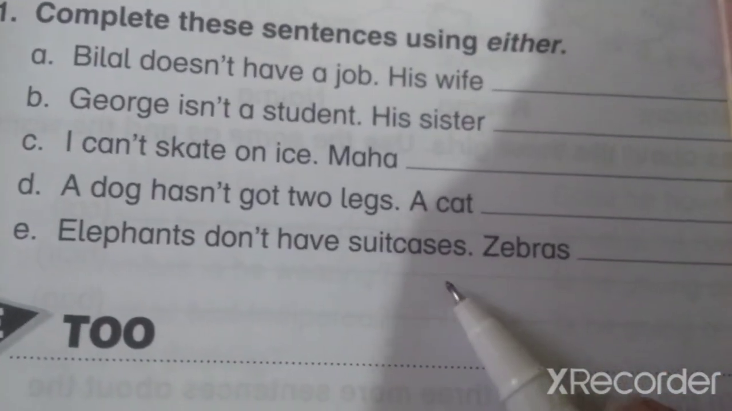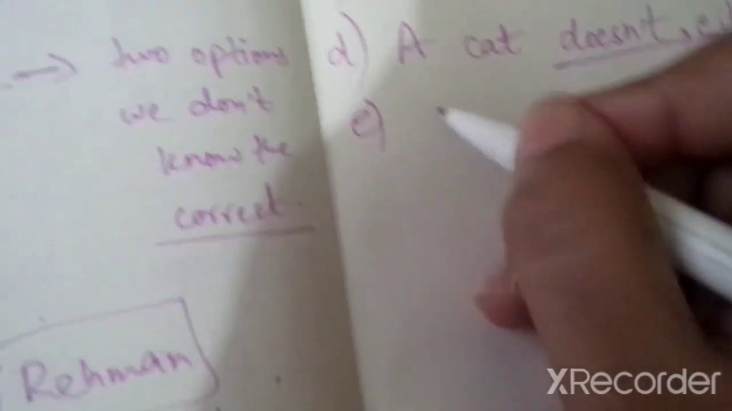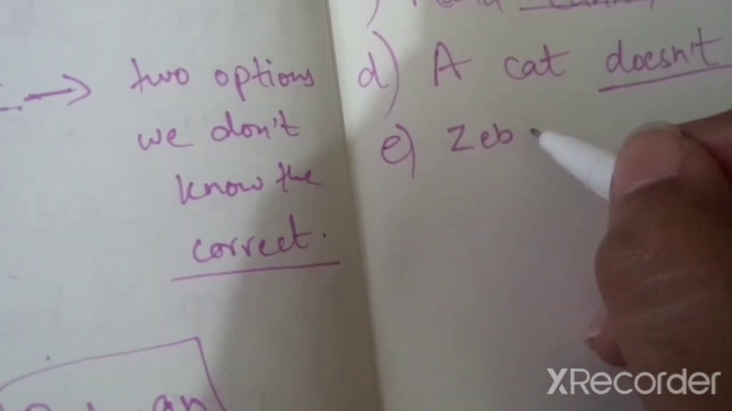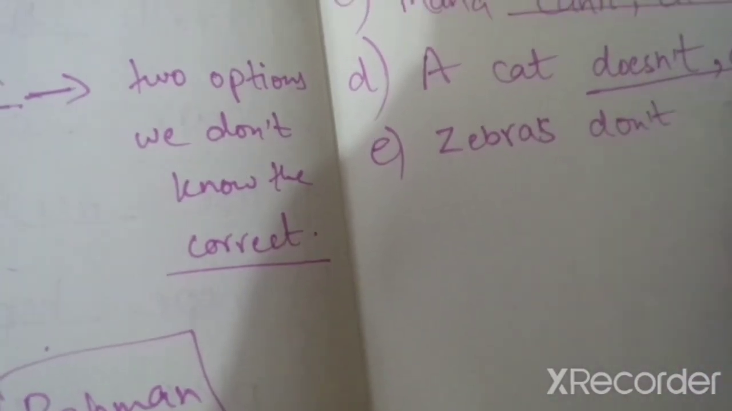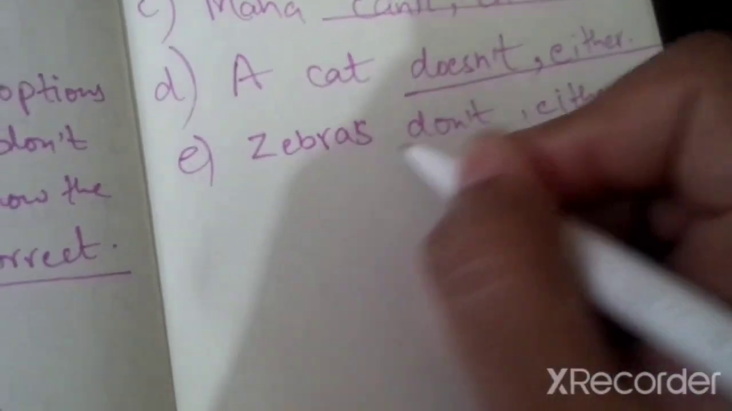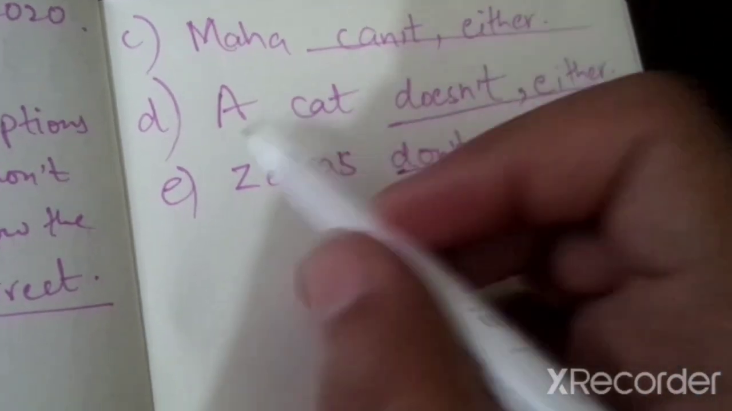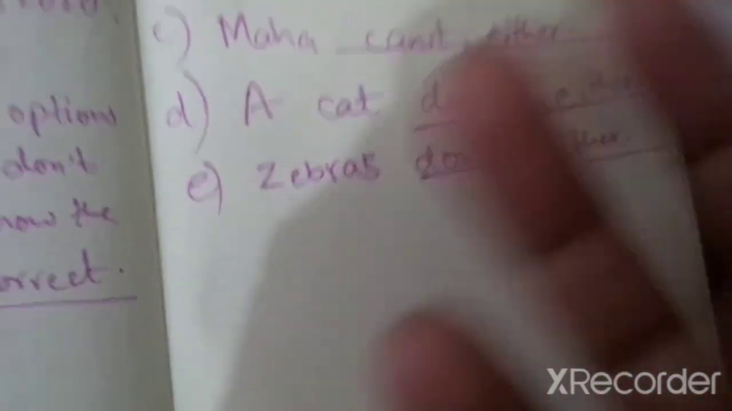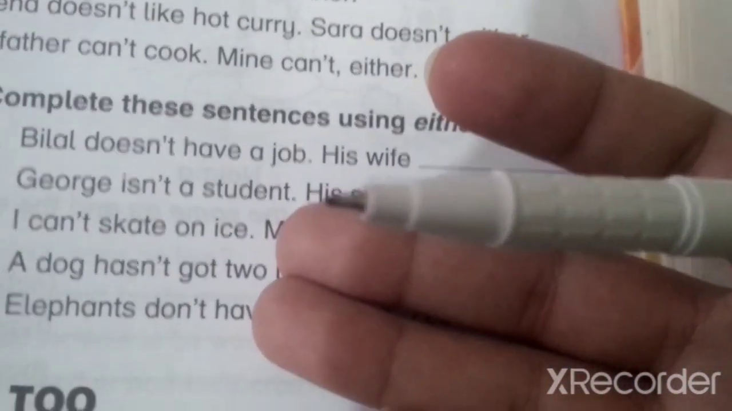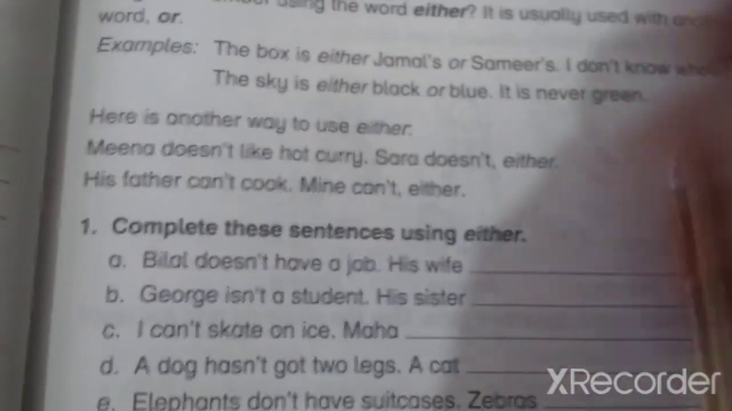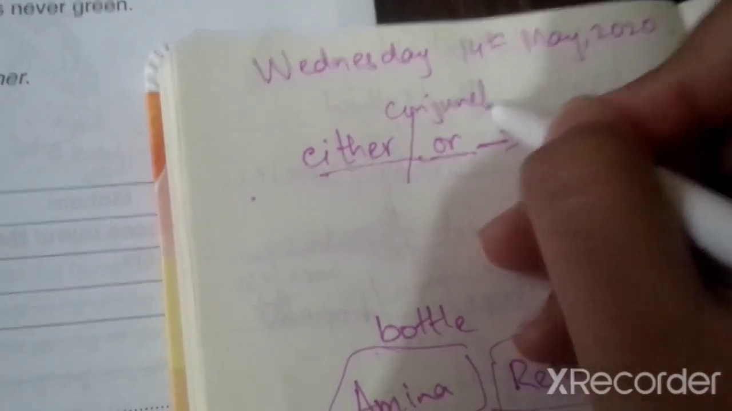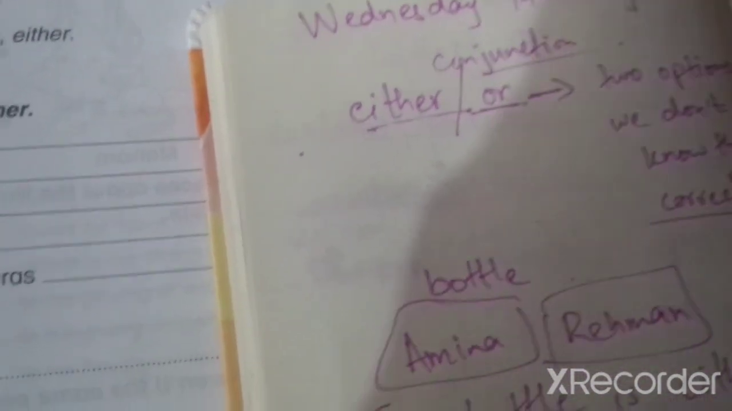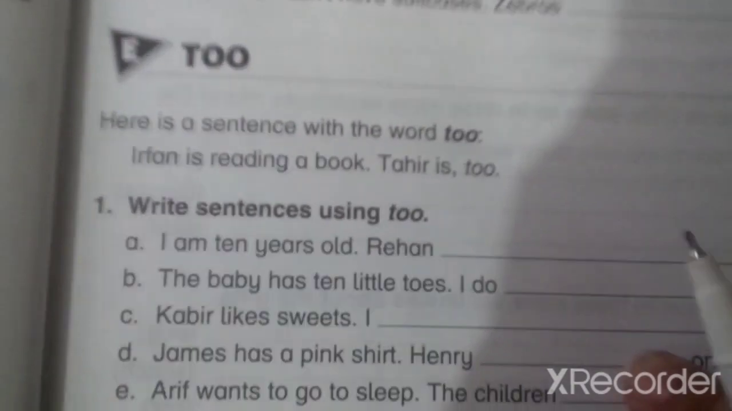The last part. Elephants don't have suitcases. Zebras don't either. See, it's the same. The only different one was in D part, in which we use doesn't, because it has the same meaning as hasn't. Now, this was how we use either separately without or, and you do know that either is a conjunction because we've done this in grade 3. Okay, now let's move on to the next exercise, exercise E.